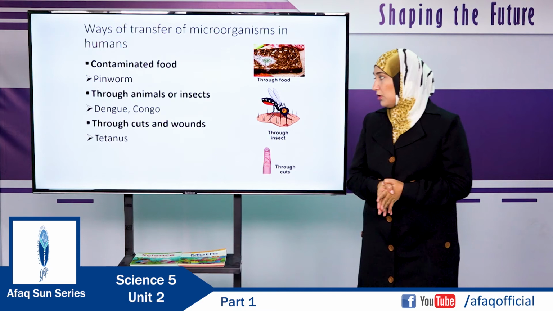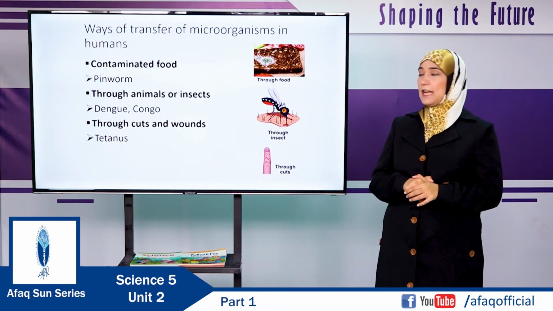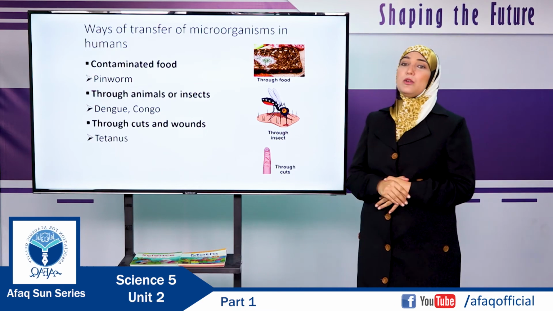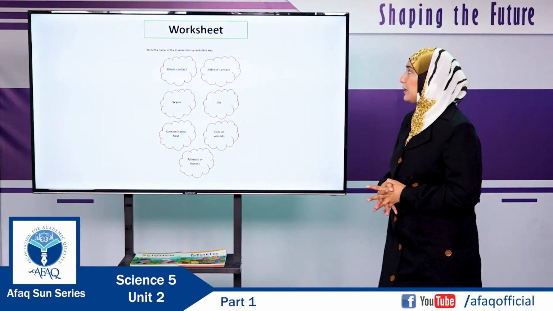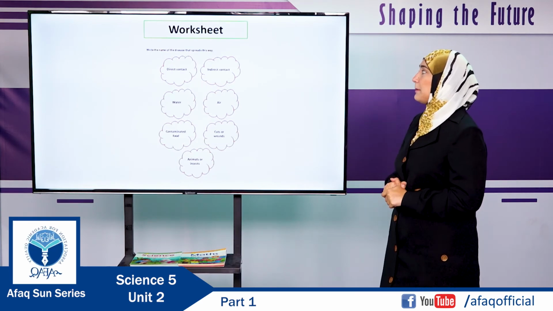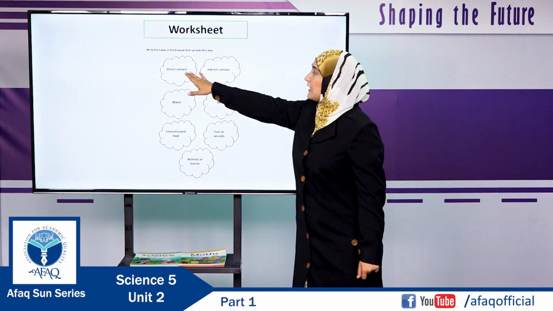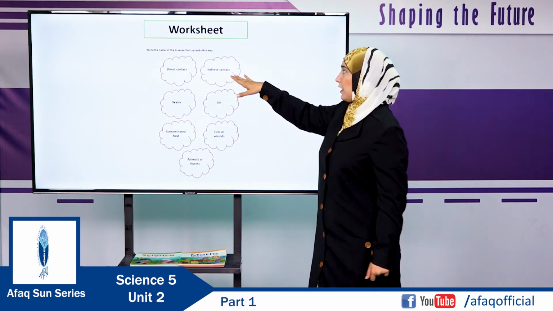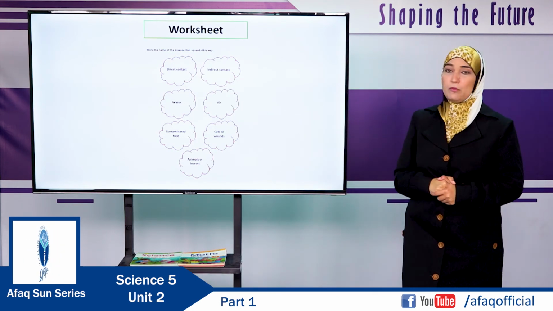Diseases can also spread through cuts and wounds. Tetanus is a disease that spreads through cuts and wounds. Now a worksheet is given with this DLP. You have to solve this worksheet. You have to write the name of the disease that spreads these ways. You have to write the name of the disease that spreads through direct contact, indirect contact, through air, and so on, and you have to fill this whole worksheet.